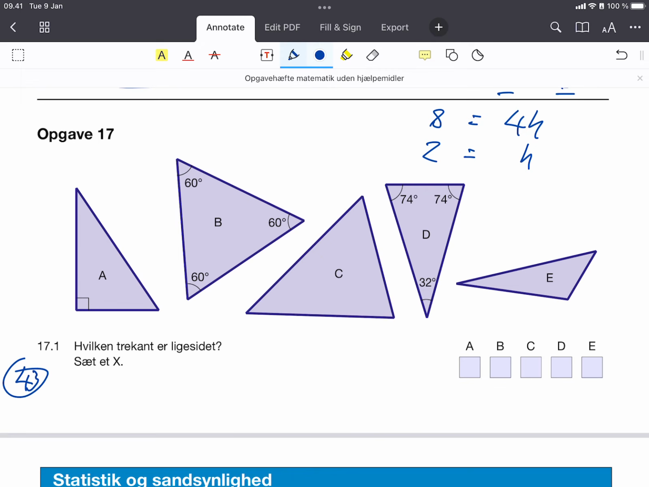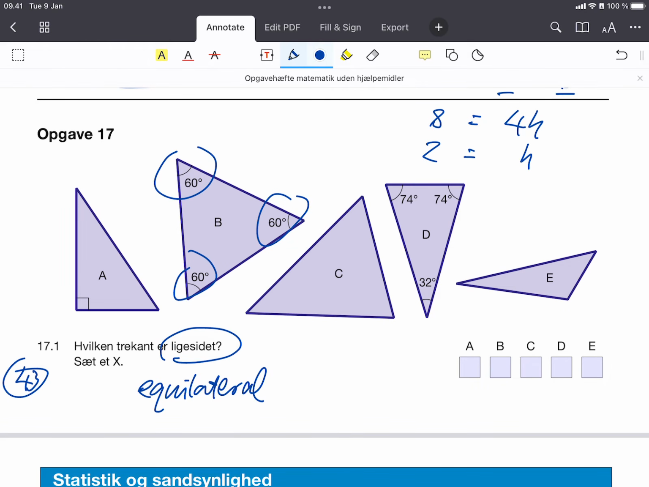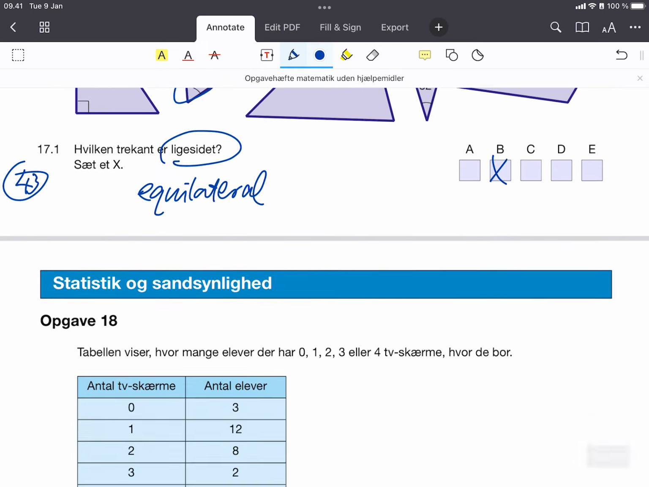Okay, which triangle is equilateral? So you've got to know what that word means. That's, in English, equilateral. All equal sides and angles, and that's clearly B, because it's got 3 60-degree angles. B.